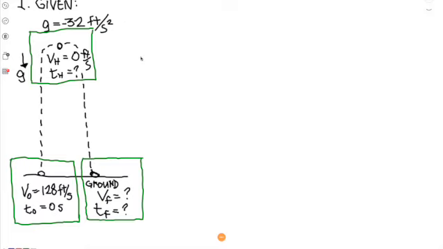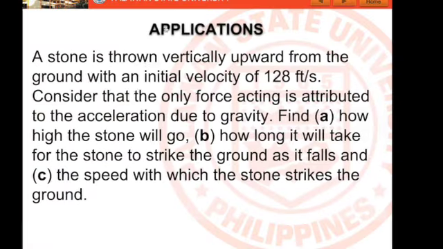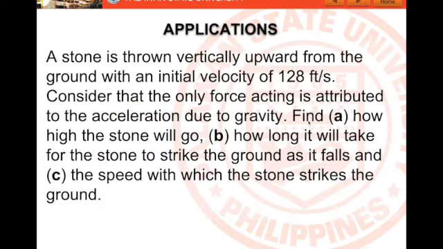Let's write down again our required in terms of our variables here. I think I need to go back to the slides. We need to find A, how high the stone will go; B, how long it will take for the stone to strike the ground; and C, the speed with which the stone strikes the ground. So C is speed, B is time, and A is distance.